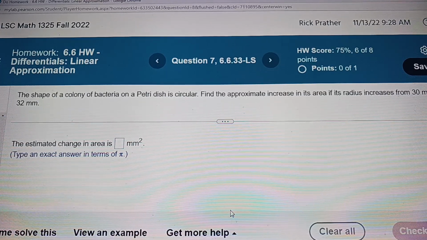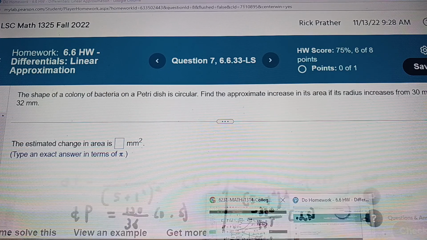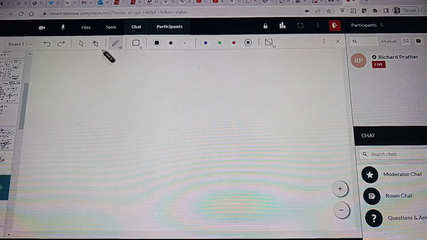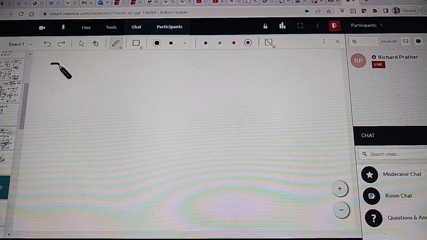Okay, then here's more bacteria in a petri dish. Now, the shape of the bacteria on a Petri dish is circular. Find the approximate increase in its area. So we're doing circular area, if the radius increases from 30 millimeters to 32 millimeters. So there's your change in x. Your x is changing from 30 to 32.